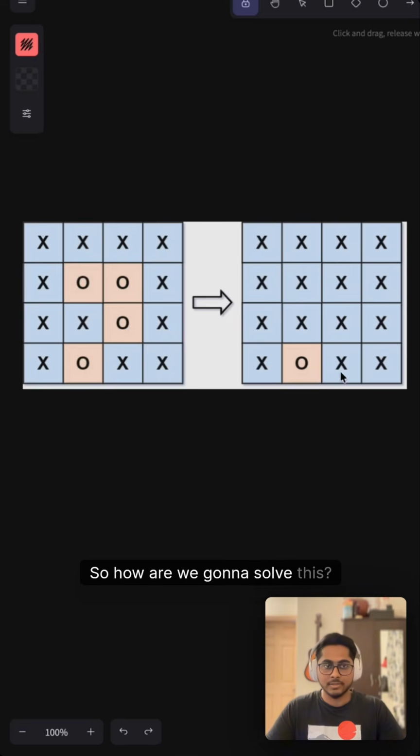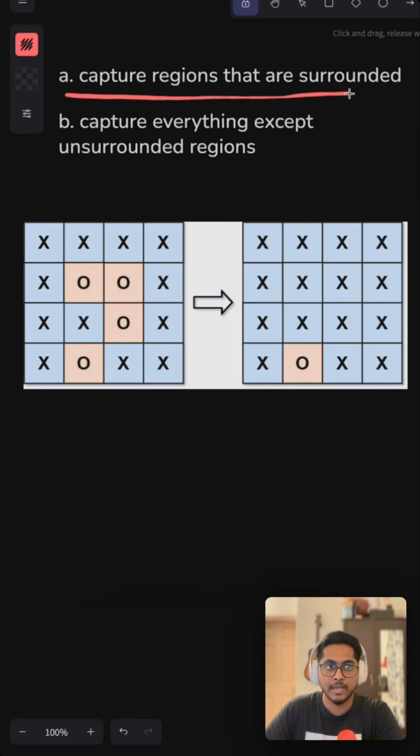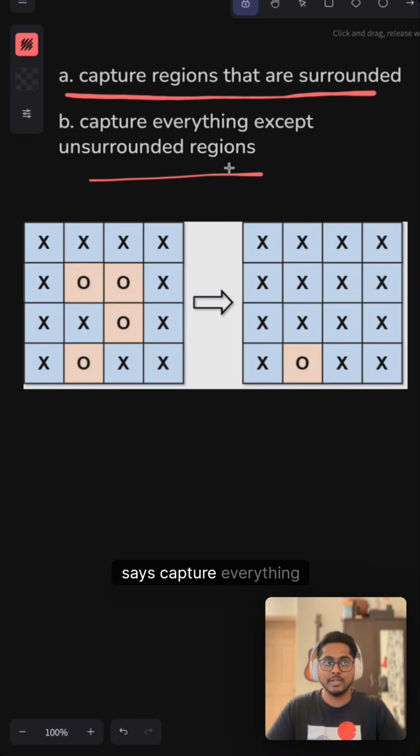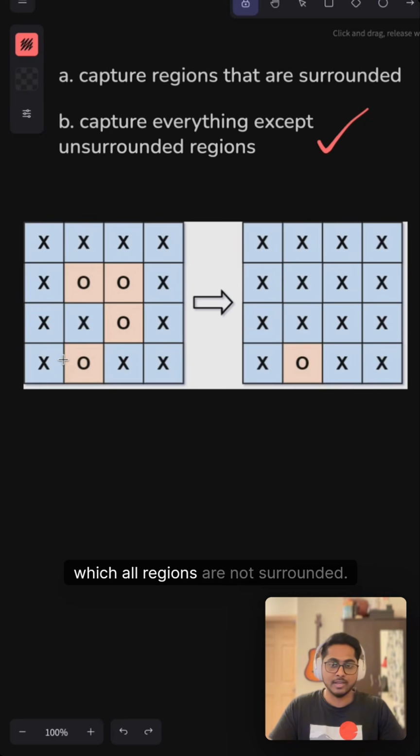So how are we going to solve this? If you see these two statements, the first says we have to capture regions that are surrounded by X. The second statement says capture everything except unsurrounded regions. Both of these mean the same thing. If you think about it, going by this statement, we are going to iterate through this board and check which regions are not surrounded.